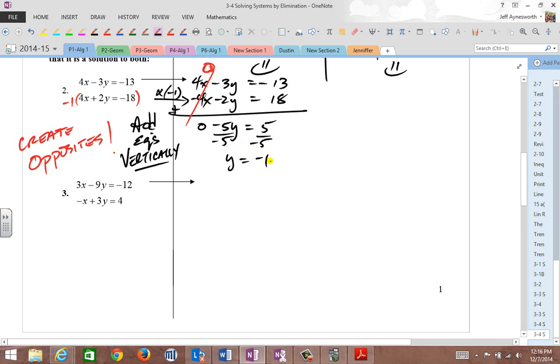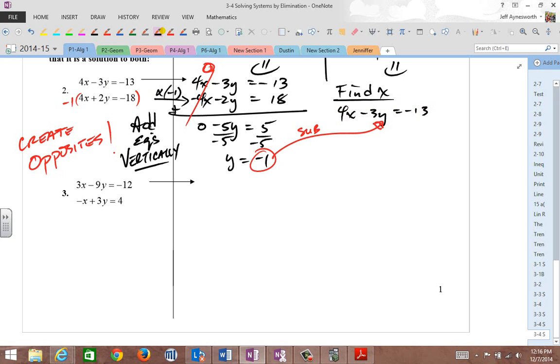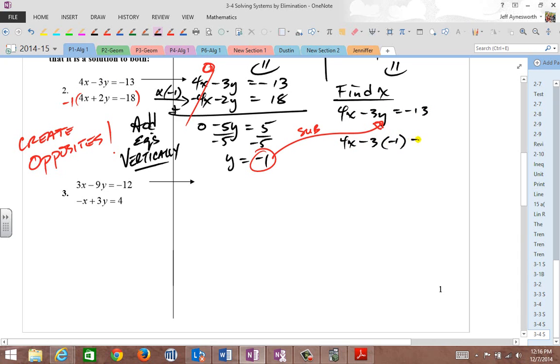And like all systems, you got to solve for both variables, right? So what you want to do is find x now, and you get to pick your equation. I'm just going to bring over the first one because it doesn't matter which equation you use. They're about the same level of difficulty. And what we want to do is take negative 1 and substitute it in for y. SUB for substitute. Okay? And so what we have here is 4x minus 3 times negative 1 equals negative 13.